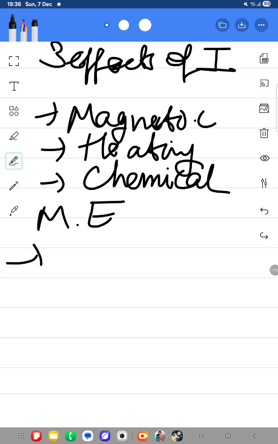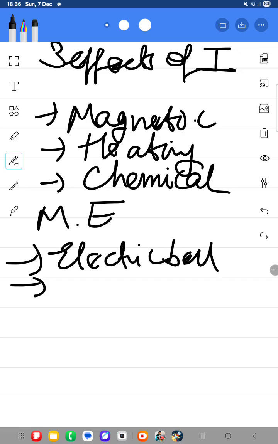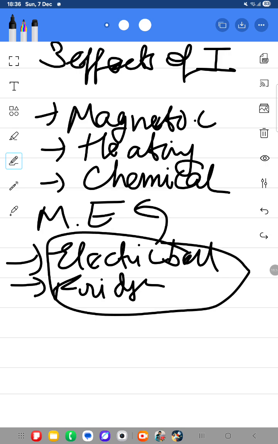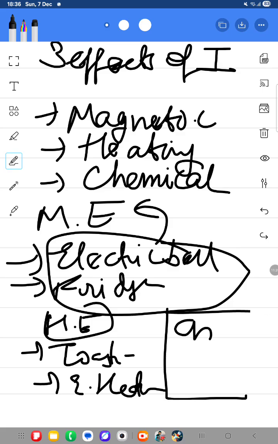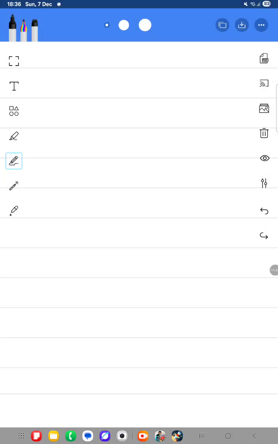Magnetic effects example, we can say electric bell or fridge uses the principle of magnetic effects of electric current. And heating effects, toaster, electric heater uses the principle of heating effect of electric current. And in this chapter we are going to learn about chemical effects. It's an intro of the chapter. So now we will start beginning our chapter.